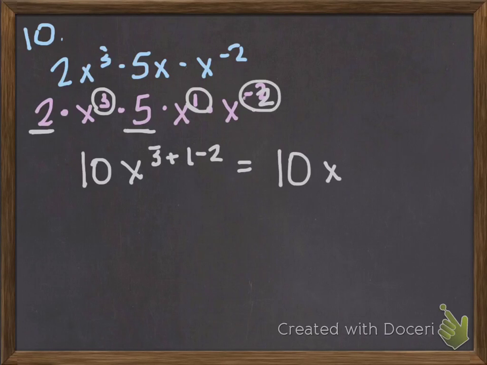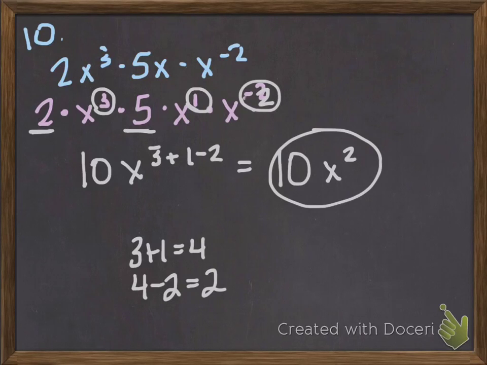The 10 stays, and then the x stays. We got to figure out what that exponent is. Well, 3 plus 1 equals 4, and 4 minus 2 equals 2. So the exponent is 2. You get 10x squared. Again, you'll be seeing this on many more tests throughout the year. So learn how to do it, because it should be a good way for you to boost your test score up.